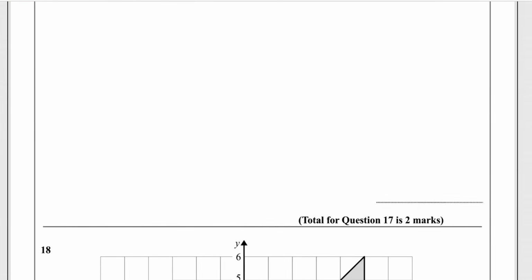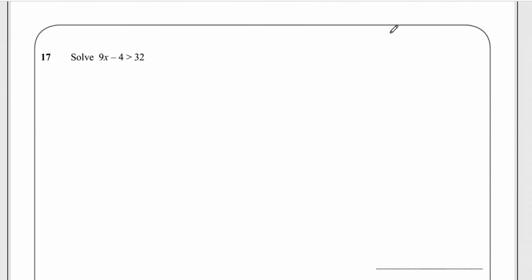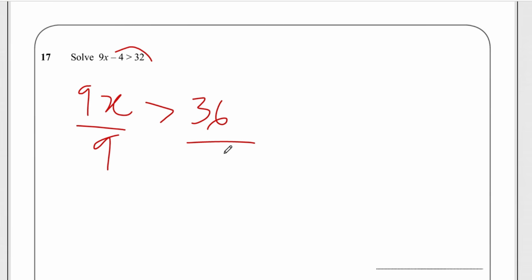Okay, we go to the next question. This is when negative goes to the right, it turns to positive. So you have 9x is greater than 32 plus 4. Okay, it becomes 36 over 9 over 9. Since 9 is there, divide both sides by 9. So x is greater than 4. X is greater than 4.